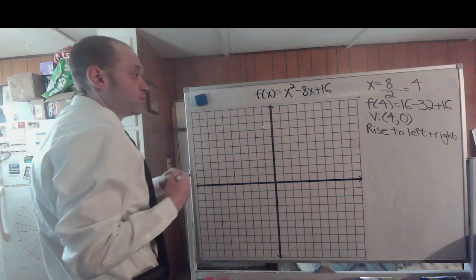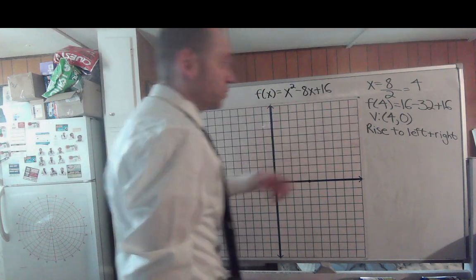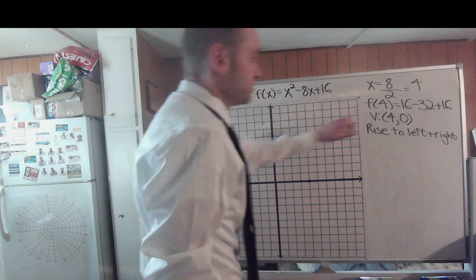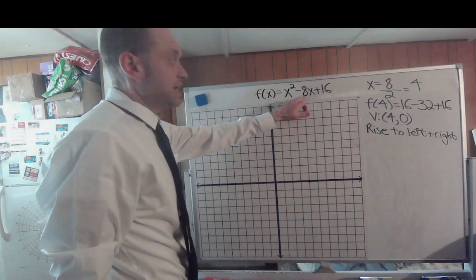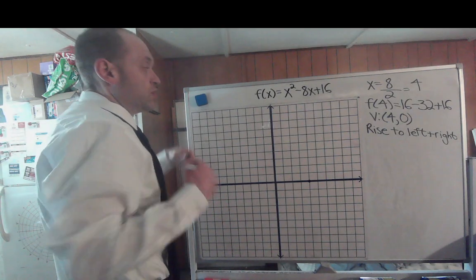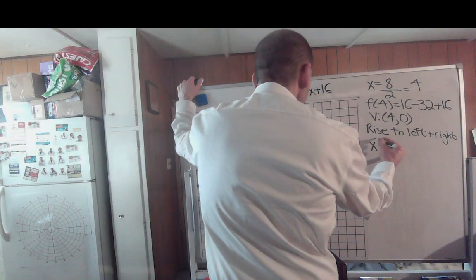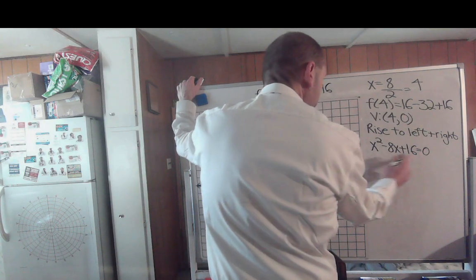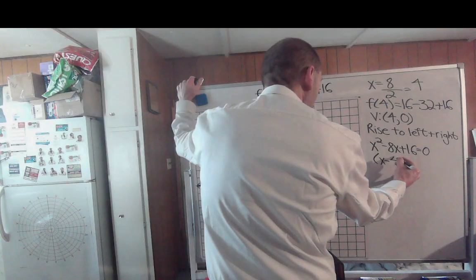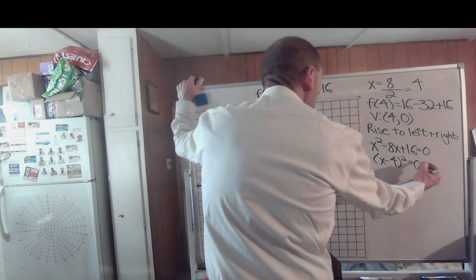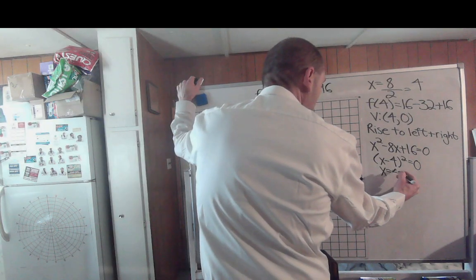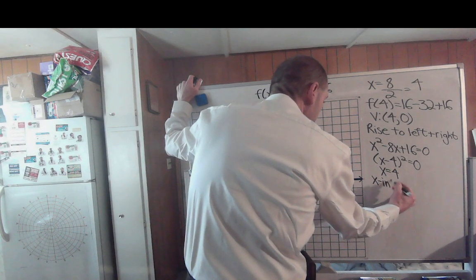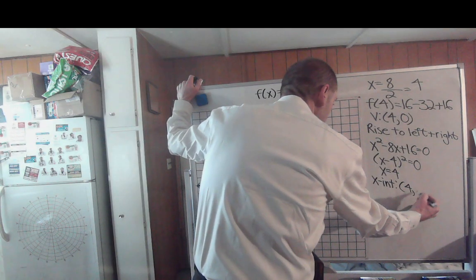Alright, and then we do technically have one x-intercept, because x squared minus 8x plus 16 is going to factor. Let's set x squared minus 8x plus 16 equal to 0. Well, this actually factors into x minus 4 quantity squared, which would just give you x equals 4 with a multiplicity of 2. So the x-intercept is also your vertex. That's going to be at 4, 0.